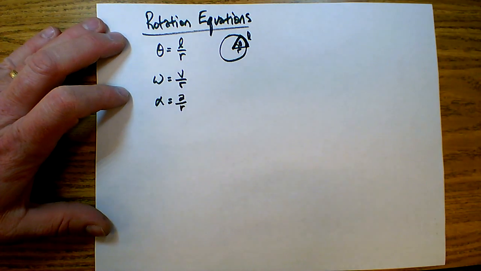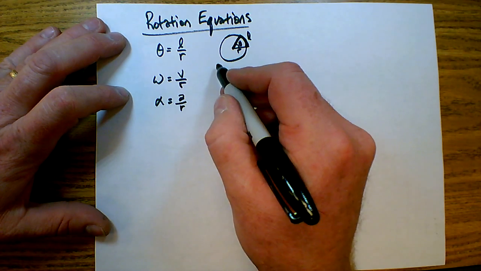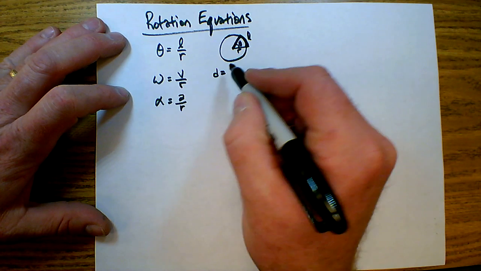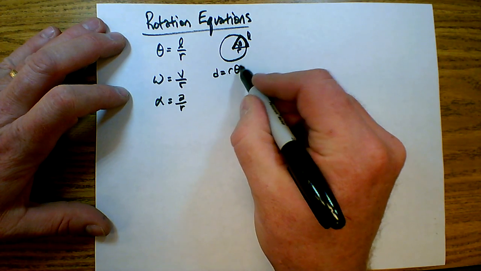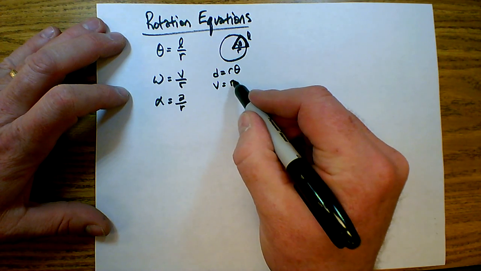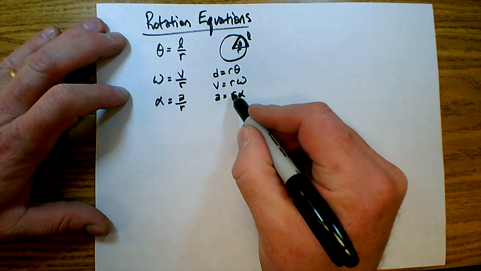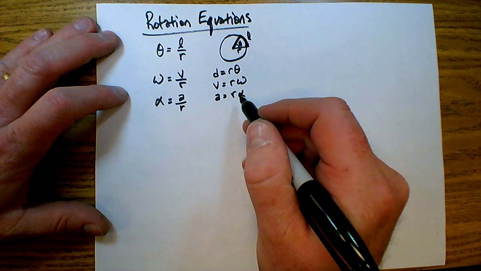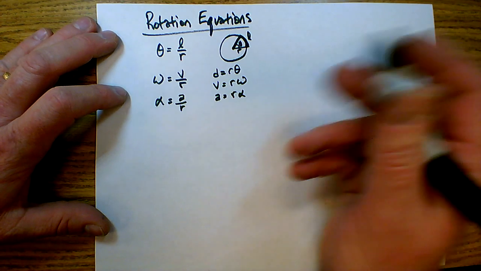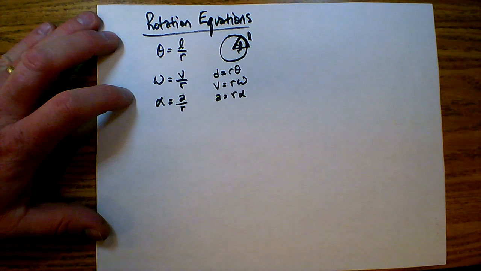And we can take these equations and relate them back the other way. So linear distance or displacement is equal to r theta. Linear velocity is r omega. Linear acceleration is r alpha. And there we go. So those are our basic equations that we have to start out with for rotation.